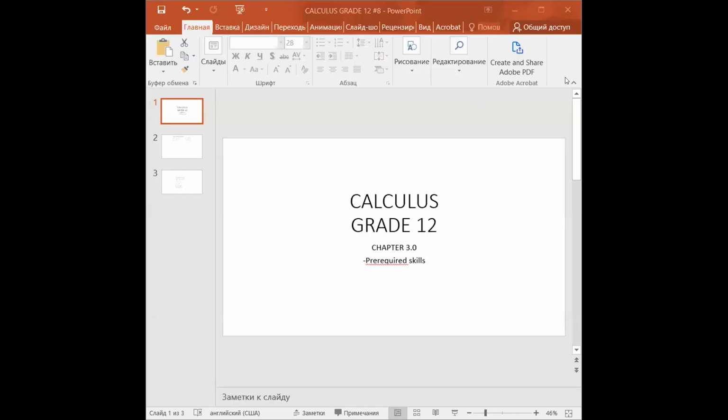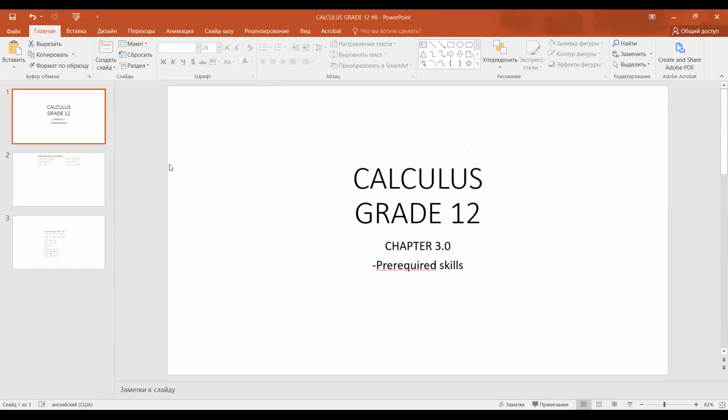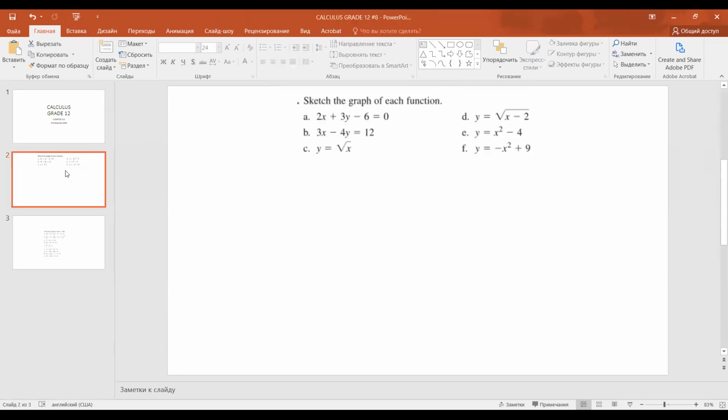So I'm going to screen share now. Can you see it? Yep. We're going to work through it slowly, no rush. So guys, take a look at these equations. Can you go back to the first slide for a second? Just want to see which lesson this is. Chapter 3.